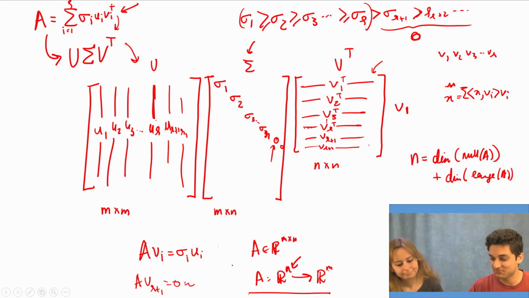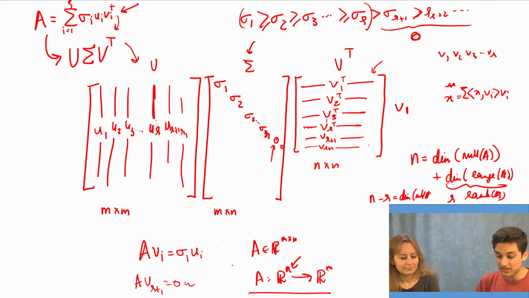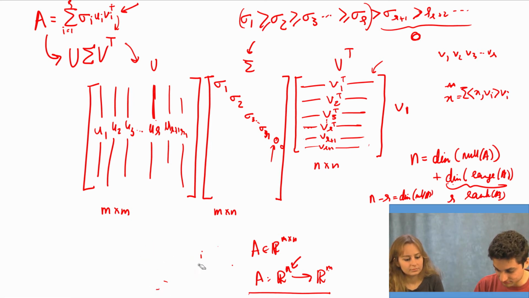Exactly. Rank of A. So what is the rank of A? Well, it's r because we defined it. Okay, this is the rank r, which means that n minus r is equal to the dimension of the null space of A. Now, another way of thinking about it is, let's see.